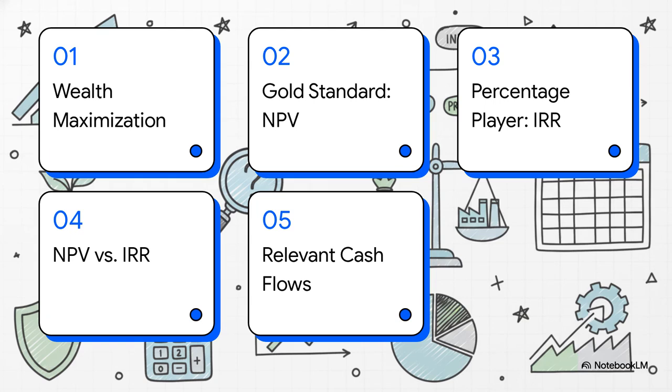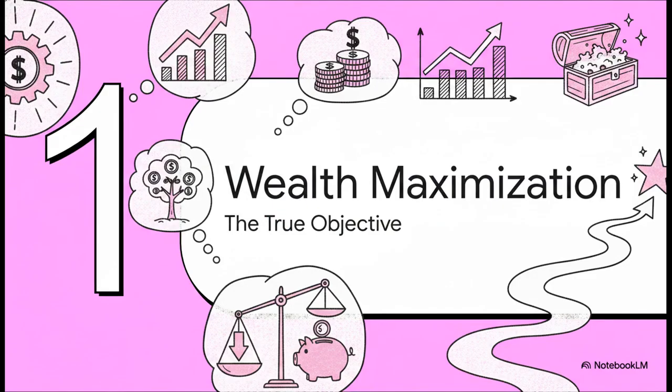We'll kick things off with the wealth maximization objective. Then we'll explore our gold standard, NPV, followed by the percentage player, IRR. After that, we'll resolve any conflicts between the two and wrap up with the absolute rules for relevant cash flows. Section 1. The Wealth Maximization Objective.